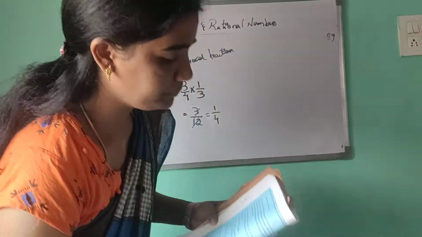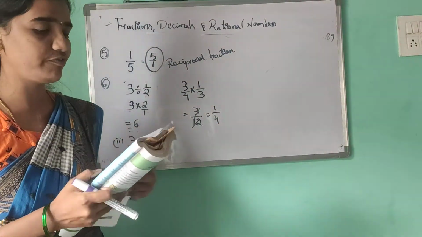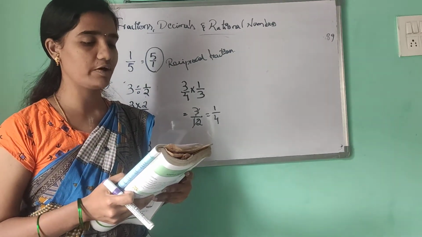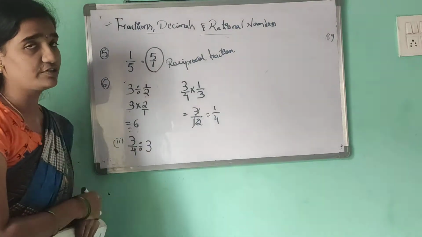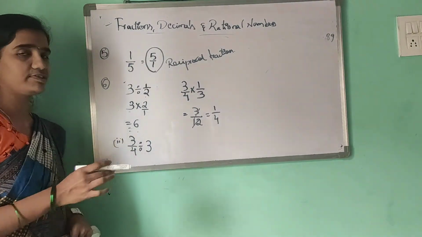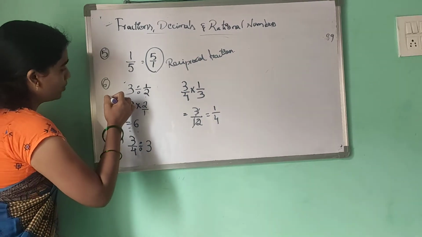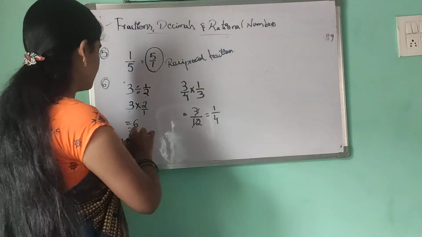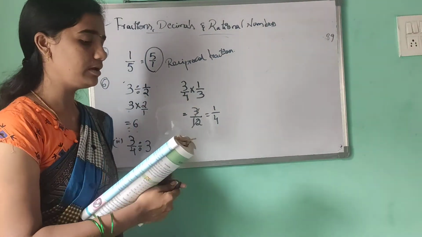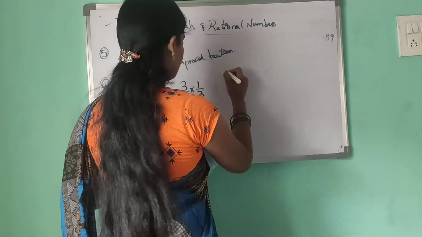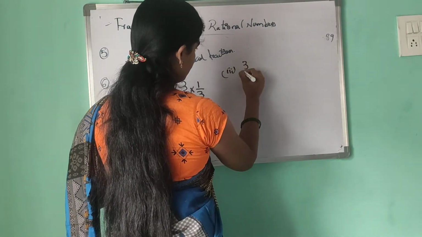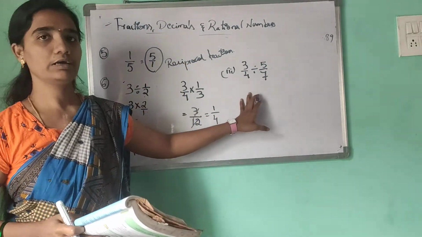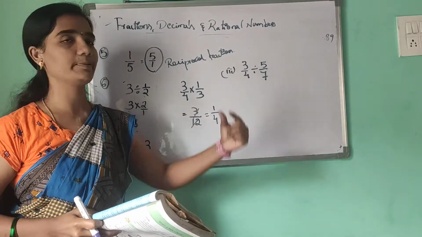Then coming to the third one, while dividing one fraction by another fraction, we multiply the first fraction with the reciprocal of the second. Previously we have seen whole number by a fraction, and fraction by a whole number. Now we see fraction by fraction. For the third one, 3 by 4 divided by 5 by 7. Both are fractions, and we are doing the division process.